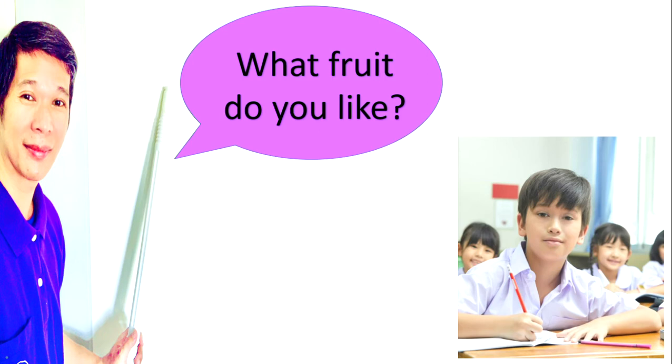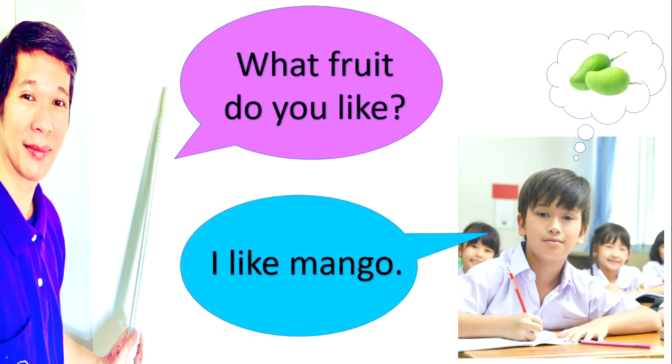Let's take a look at the student answer. The student thinks of a mango. So he answered, I like mango. It means that the student likes the fruit mango. What fruit do you like? Say, I like, and then the fruit. I like mango. I like coconut. I like durian. Okay, let's do it. What fruit do you like?